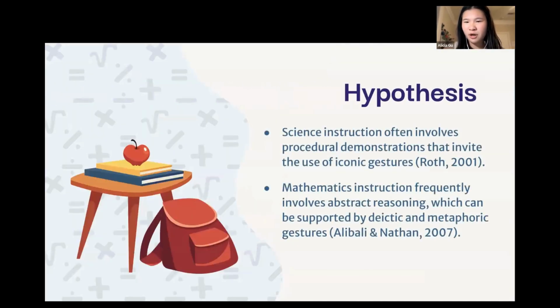So our hypothesis based on prior work, we believe that science instruction often involves procedural demonstration that invites the use of more iconic gesture, whereas mathematics instruction frequently involves abstract reasoning, which may lead to teachers using more didactic and metaphoric gestures instead. So there's a bit of a difference there.